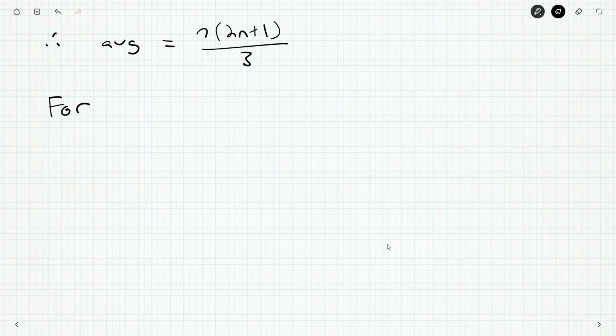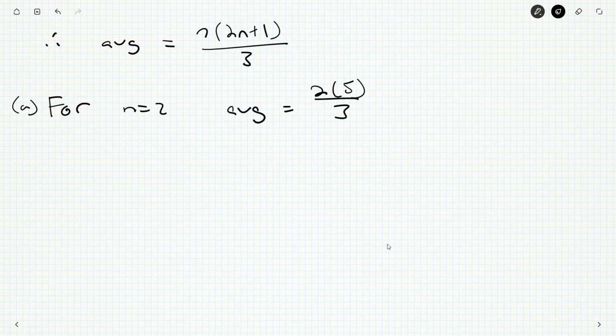We already computed the answer to A, so we know it should be 10 over 3. So for n equals 2, this is going to answer A. We get an average value of 2 times 5 over 3. Hey, 10 over 3. We're all done.